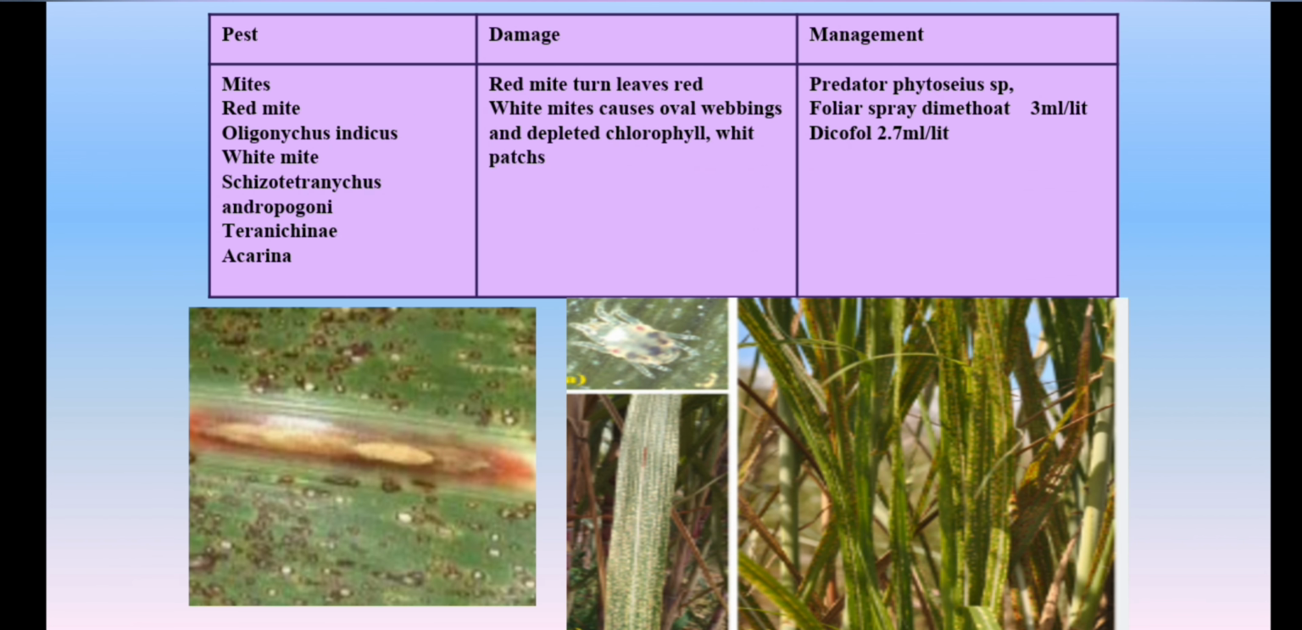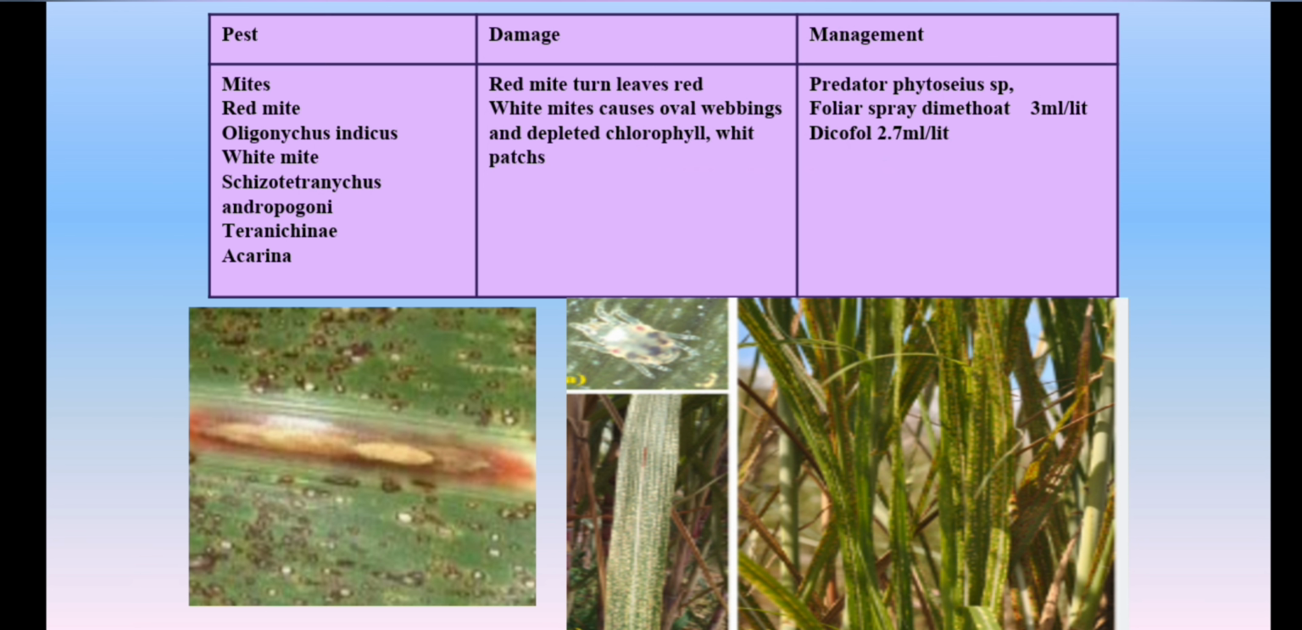Next pest, mites. Two types of mites attack sugarcane. One is the red mite, Oligonychus indicus, and the other is the white mite, Schizotetranychus andropogoni, belonging to the family Tetranychidae and order Acarina. Due to the red mite, the leaves will turn red. In the first image, you can see the red mite attack. Due to the white mite, you can see oval webbings and depleted chlorophyll in the form of white patches. In the second image, you can see the damage caused by the white mite.